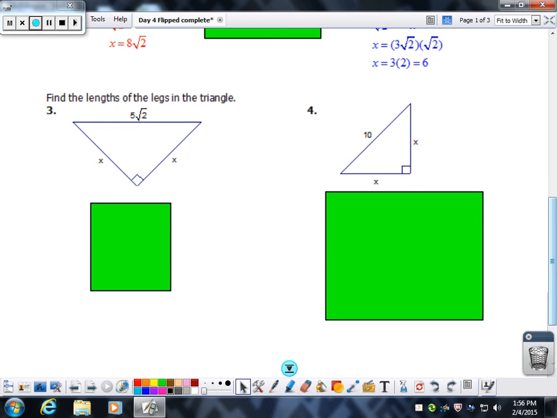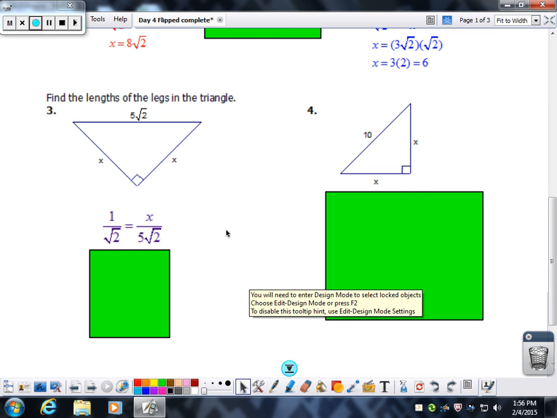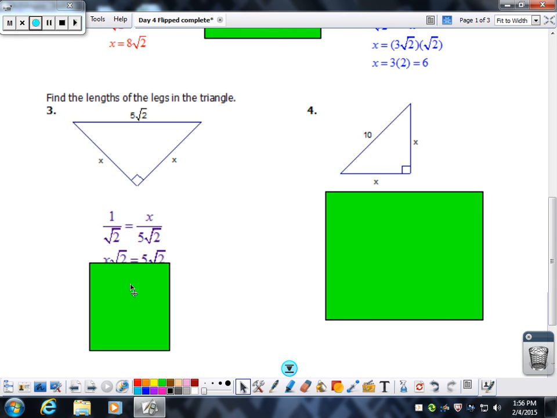We're still going to use 1 over the square root of 2 to find the legs. For number 3, we know the hypotenuse, so we're going to find the leg. So 1 over the square root of 2 is equal to x over 5 square roots 2. When we cross multiply, we get x square roots 2 equals 5 square roots 2. Now to solve for x, we divide both sides by the square root of 2. In this case, the square root of 2's cancel each other out, and we're left with x equals 5.